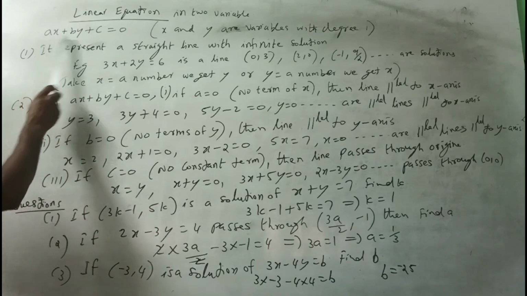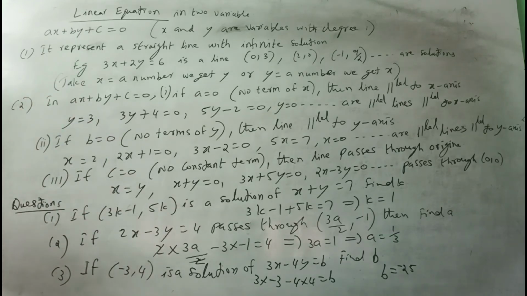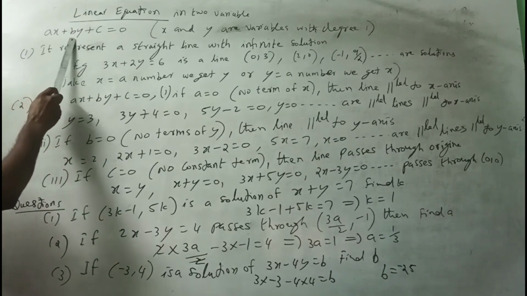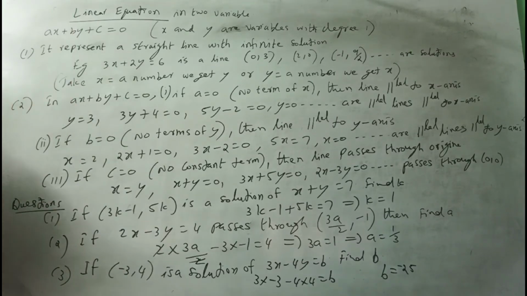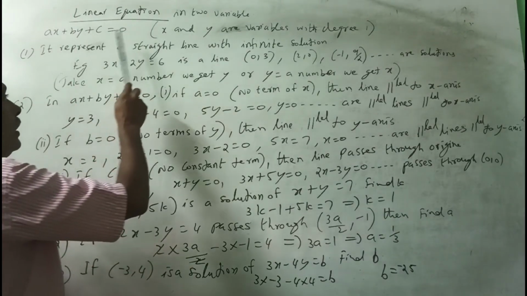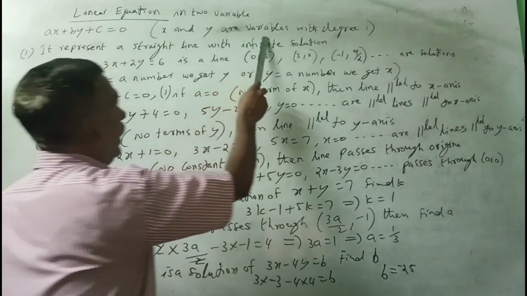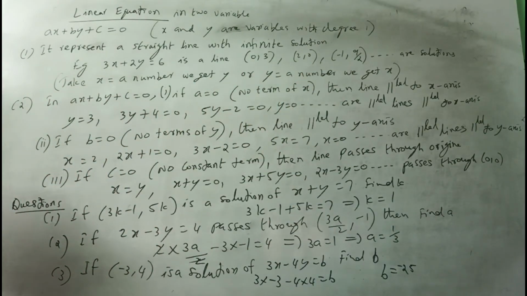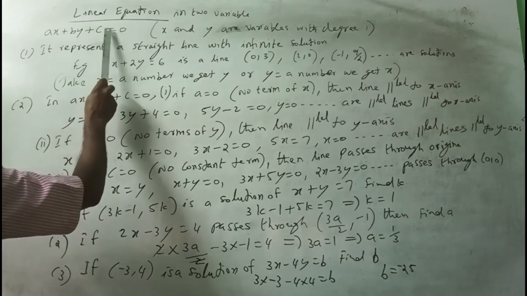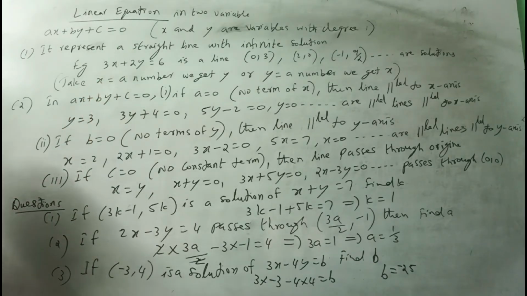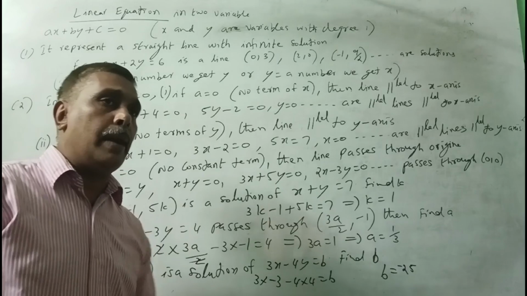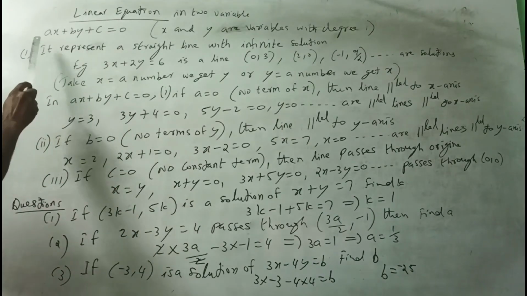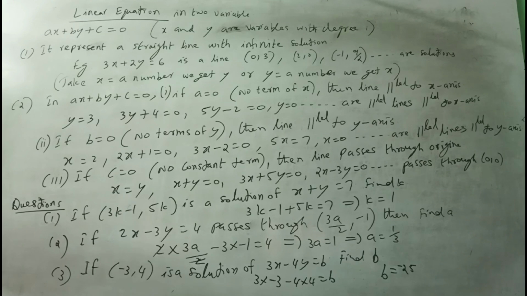In general we will write the linear equation in two variables as ax plus by plus c is equal to 0. You see that x and y are variables with degree 1. That is why it is linear, as well as an equation, because it is equated to a number. Equation means equated to a number. So this is the general form of a linear equation in two variables.